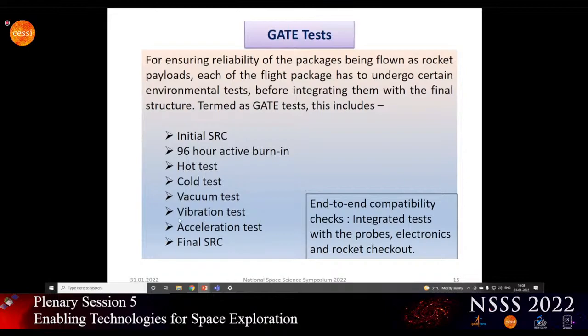Following that, it is vibration and acceleration, and after all these tests are over, there is a final standard room condition test, which will actually qualify whether the package can be flown on the rocket. After all these gate tests are over, before integration, we have end-to-end compatibility checks with the probes in vacuum, electronics outside, and the rocket checkout. This will totally ensure that the package can go in as part of the sounding rocket.